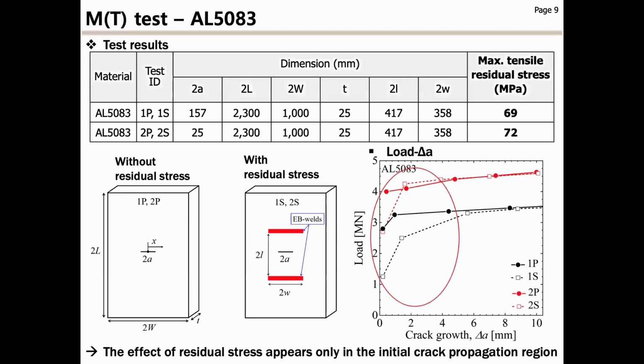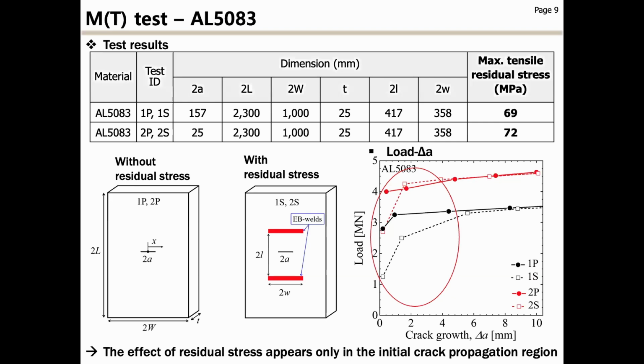CT test was performed with and without residual stress. For AL5083, two sets of experiments were conducted with only the initial crack length being different. Here, P is the abbreviation for primary, which means only primary stress exists and there is no residual stress. And S is an abbreviation of secondary, which means that there is a residual stress.